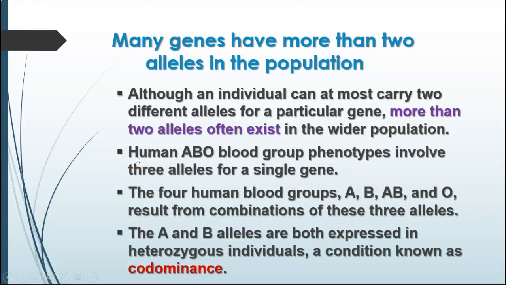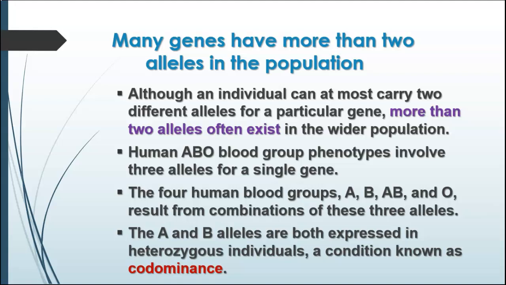There are also genes that have more than two alleles in the population. Now, you can only have two different alleles of a particular gene, but oftentimes there are multiple ones that exist in the bigger population. A really good example of this is the human blood types A, B, and O. Now, we're not talking about the positive and negative. That's the Rh factor, and that's a totally separate blood type that has simple dominance. But the ABO blood groups involve three alleles for the same gene.